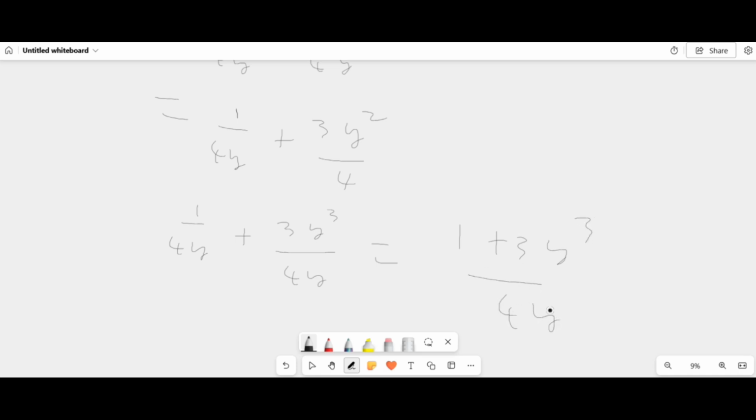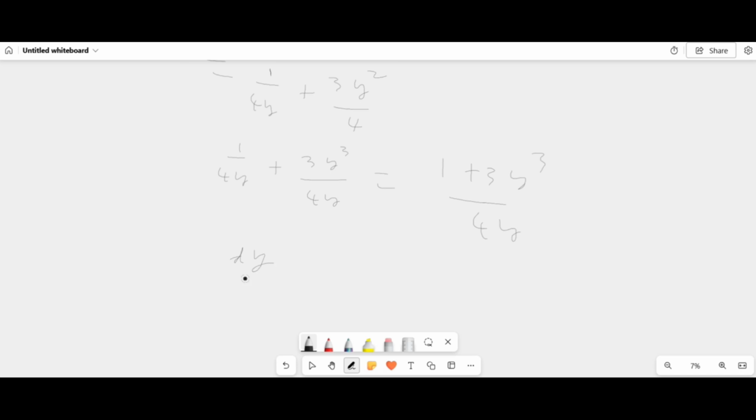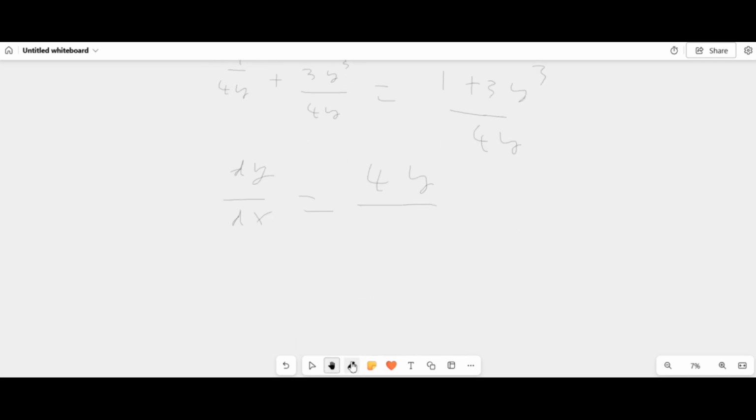Now you want to do 1 over that to find dy over dx. So dy over dx is going to be 1 over that. When you do 1 over a fraction, just flip the fraction. So it'll be 4y over 1 plus 3y cubed.